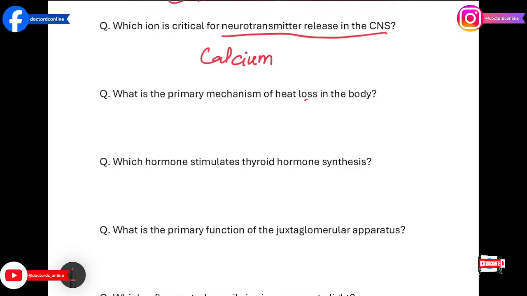The next question is what is the primary mechanism of heat loss in the body, and the answer is radiation because heat is lost to the environment via infrared waves.